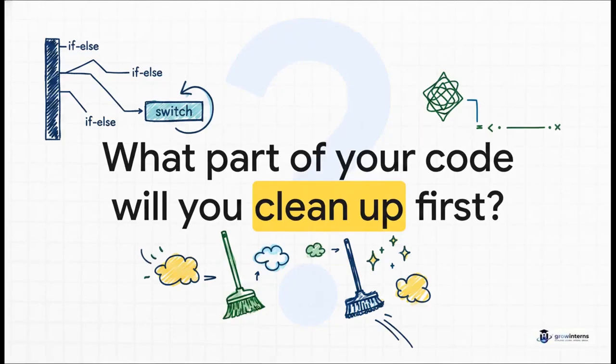So now you've got the tools. The next time you're coding, I want you to just pause and look at your conditional logic. Is there a long if-else chain that's just begging to be turned into a switch? Is there a simple if-else that you could refactor into one clean line with the ternary operator? That just leaves one question for you. What part of your code are you going to clean up first?